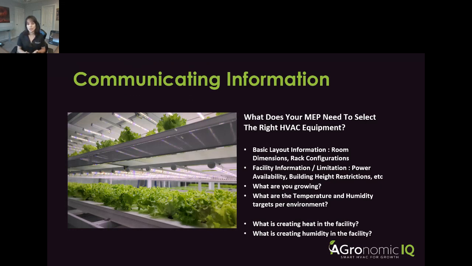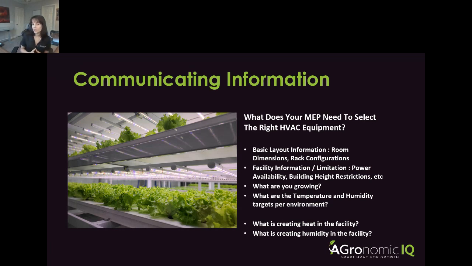Now, communicating this information. I spend so much time, like I said, coaching the MEPs that I work with on all of the questions that are necessary for them to get an accurate grasp of what is going on in these grow rooms, so that we can design systems appropriately and select equipment appropriately. So the initial information that they need is basic layout information. What are the dimensions of the grow rooms? Obviously, what are the rack configurations, etc.